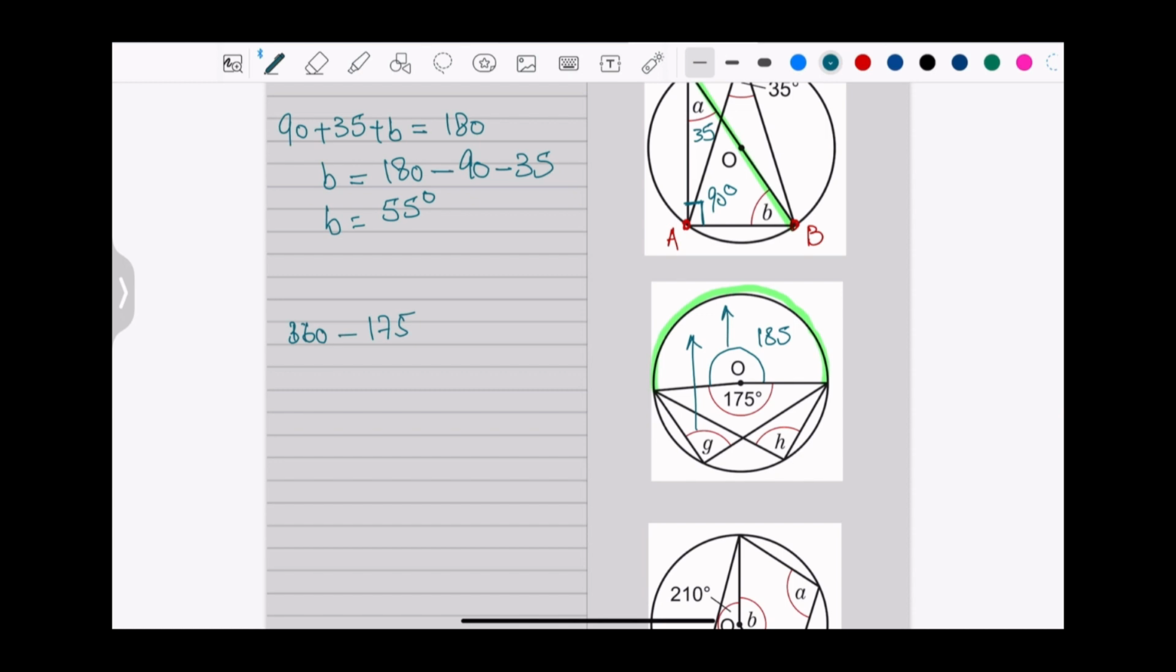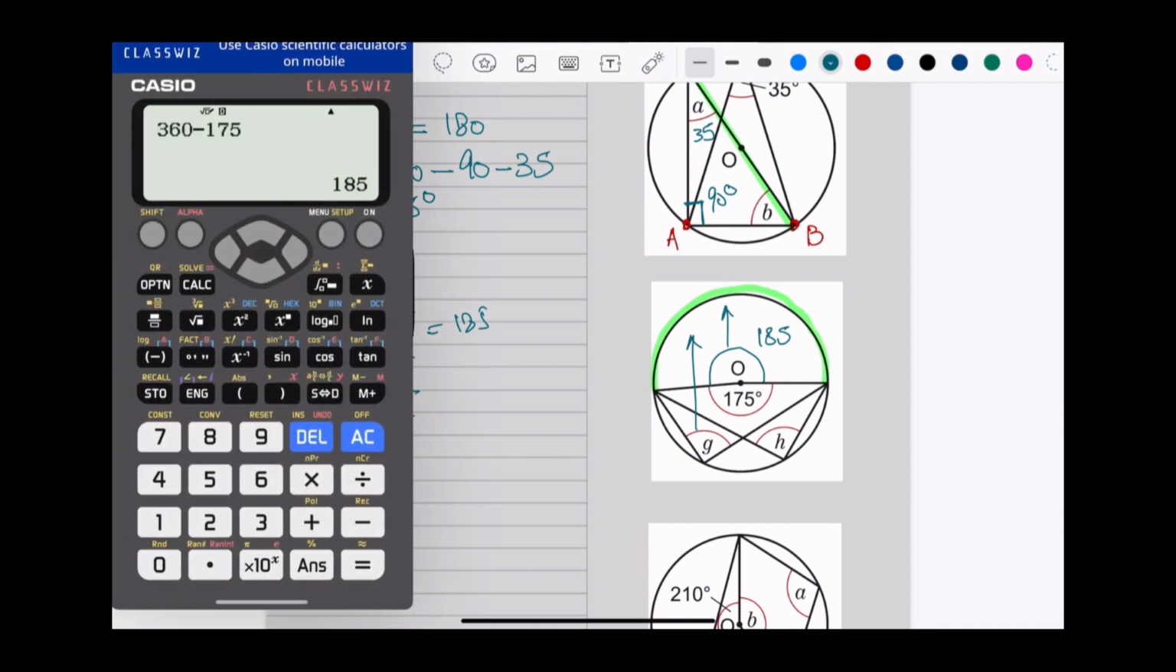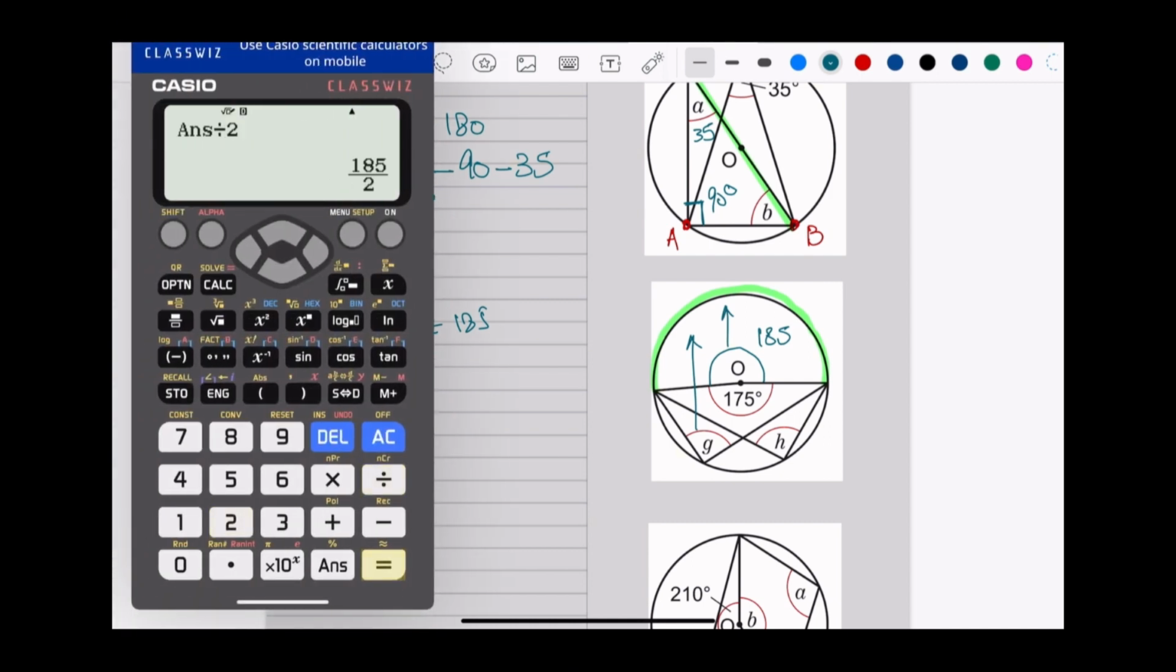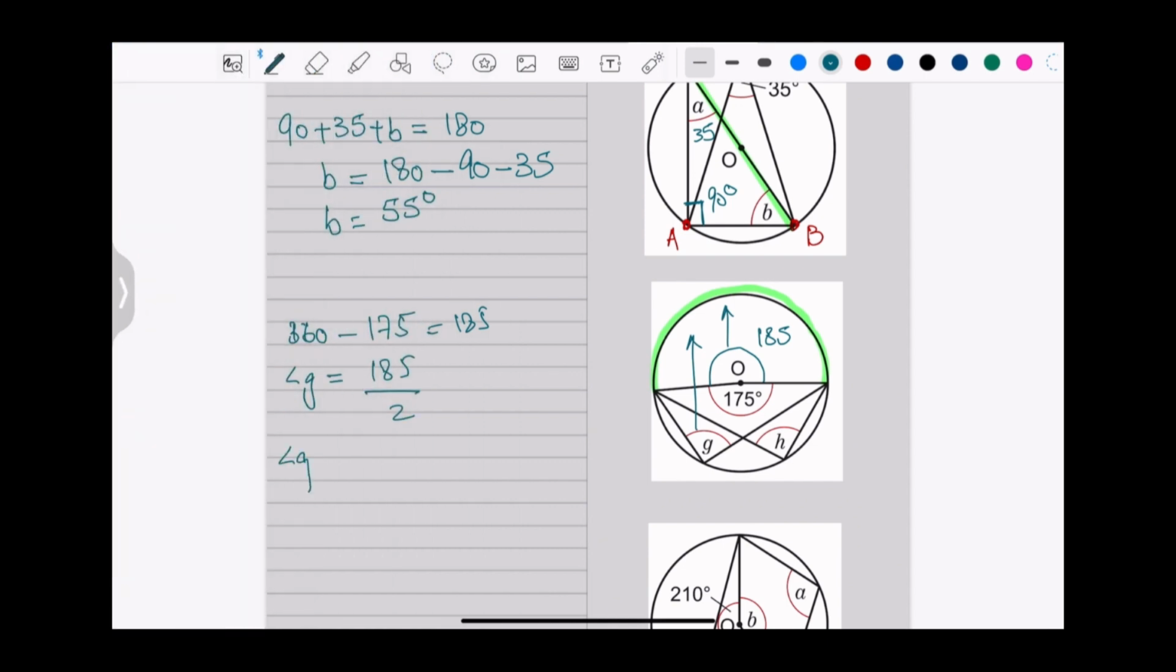According to our theorem number 2, angle G is going to be 185 over 2, so this is going to be 92.5. And angle H, according to the new theorem number 3, they both share the same arc at the circumference, so angle H is also going to be 92.5.